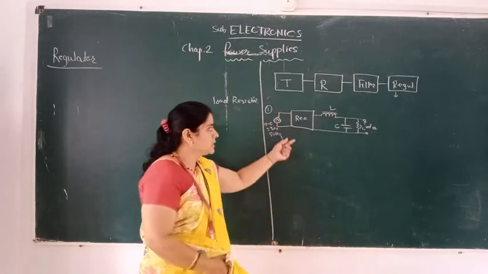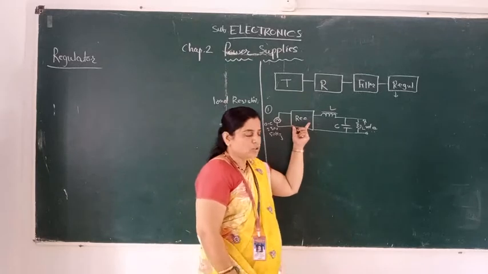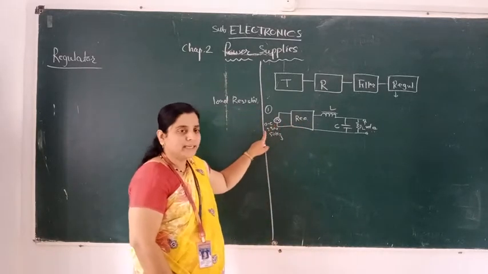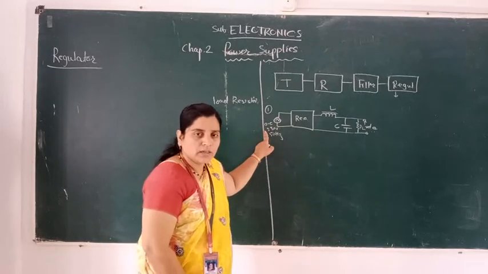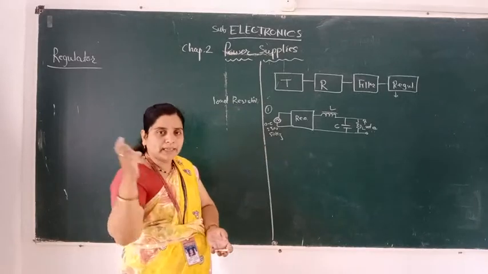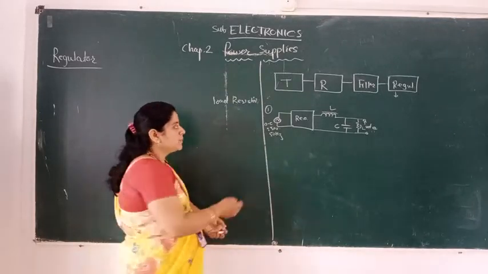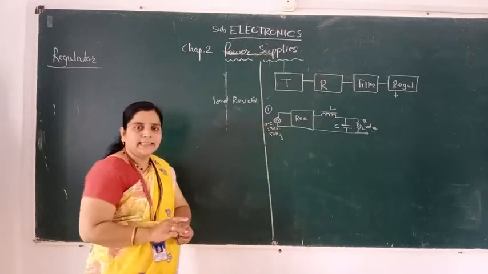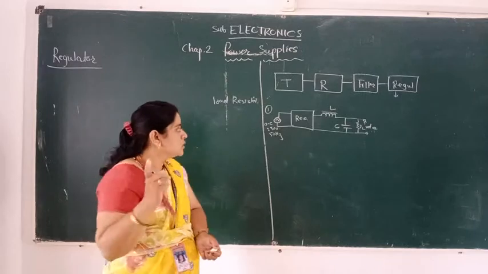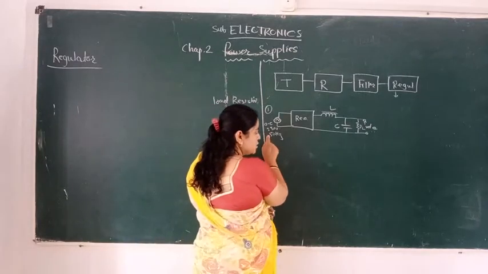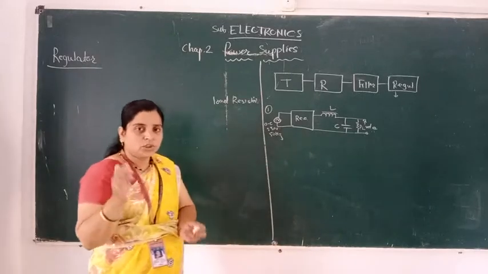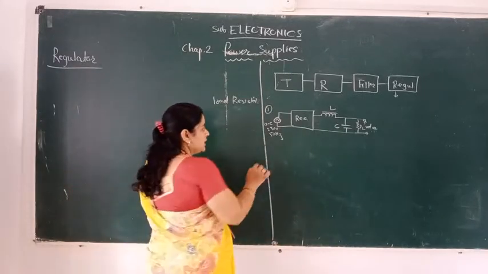So to this rectifier we are applying AC voltage, whatever supply comes from the MCB, and that AC always has variations. It is not a constant voltage. So because of this AC also, the DC will not be regulated or constant. That is one reason.